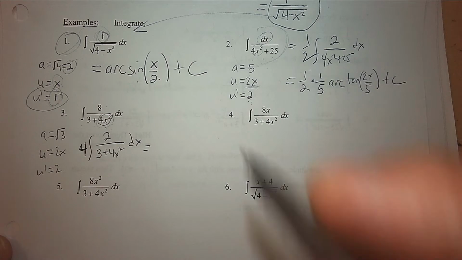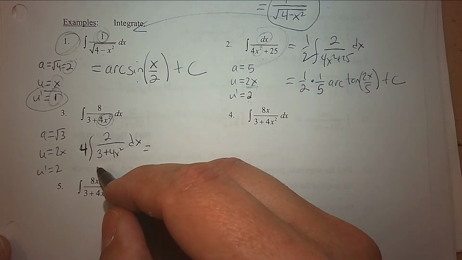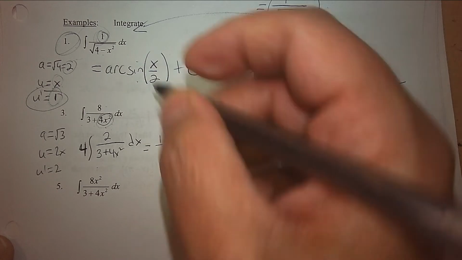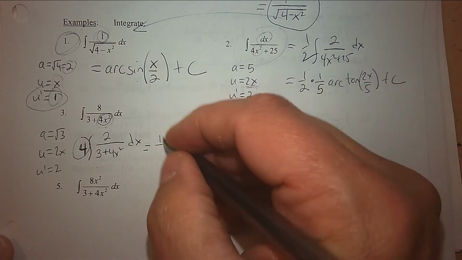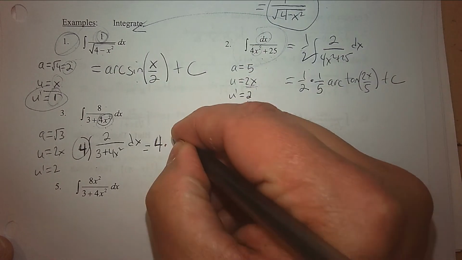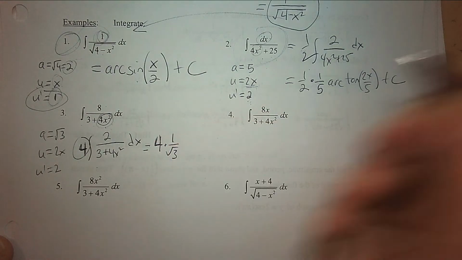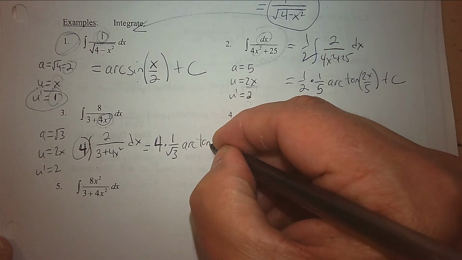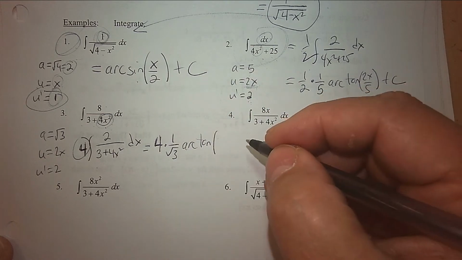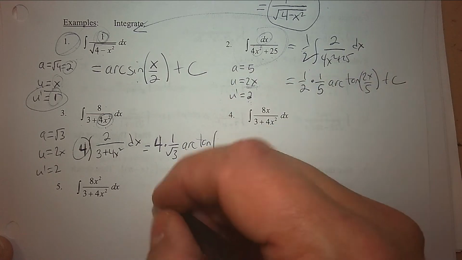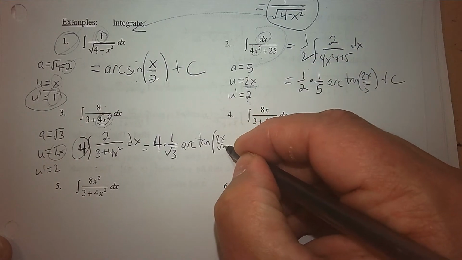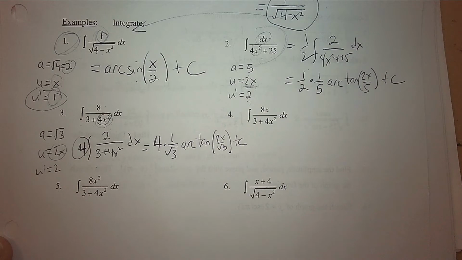All right, here we go. The rule for tangent is 1 over A. Oh, what do I need in front first to begin with? So let's start with 4. Then it's 1 over A, which is... and you can leave it. Arc tan, and then inside is U over A, which is 2x over root 3. And don't forget the candy.